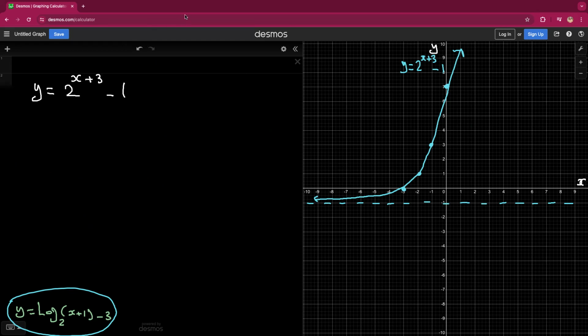Now we're going to graph y equals log base 2 of (x plus 1) minus 3. Okay. So I'm going to graph the parent graph first, and the parent graph for the log looks like this.